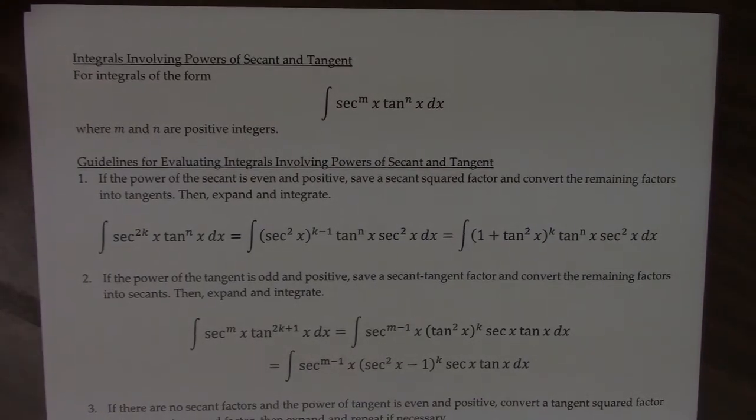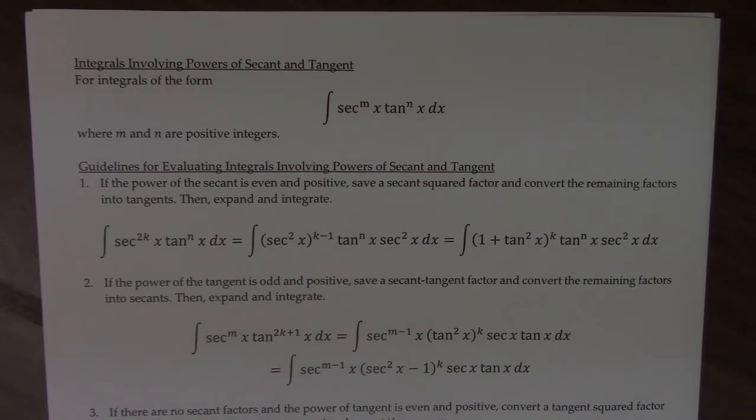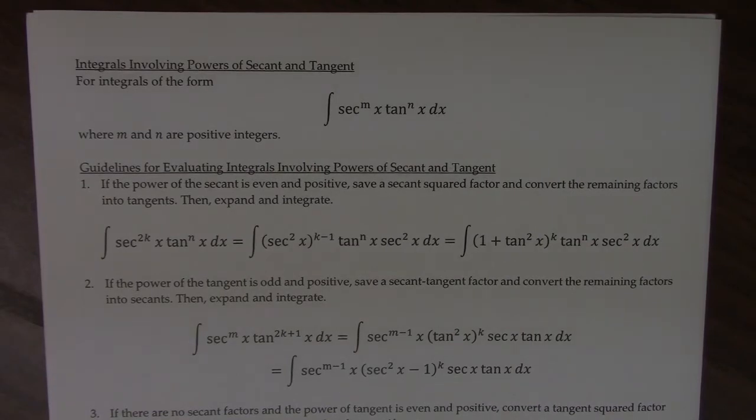Now we want to talk about integrals that involve secant and tangent, so combinations of those things. Just like we did with sine and cosine, we're going to use the Pythagorean identity that involves secant and tangent. And with sine and cosine, remember the first two guidelines basically put you in a situation where you could set up a u substitution, and that's exactly what's going to happen here.